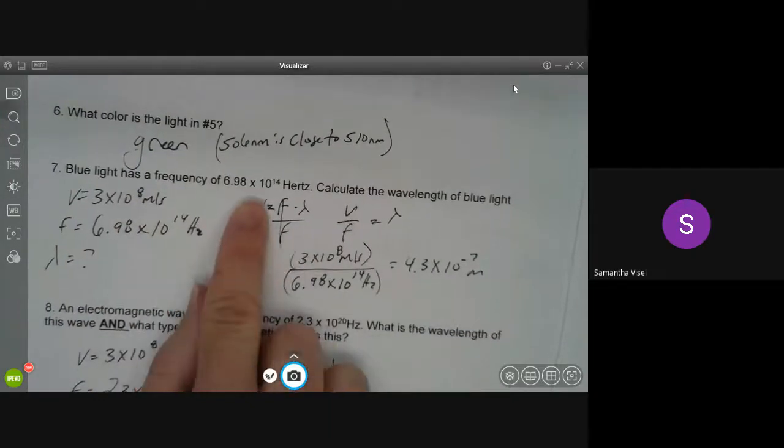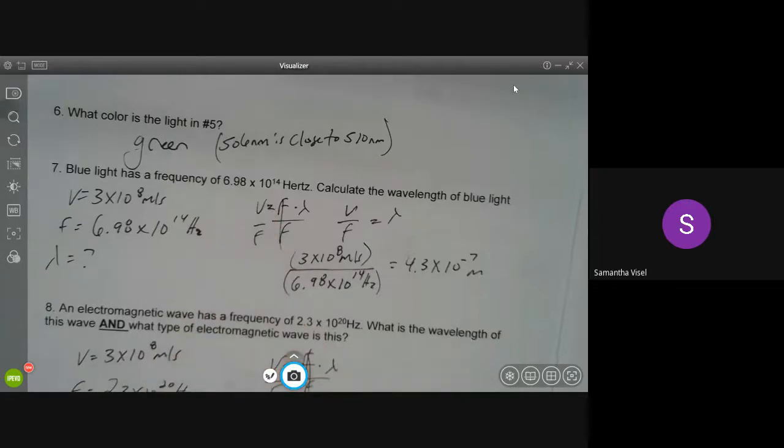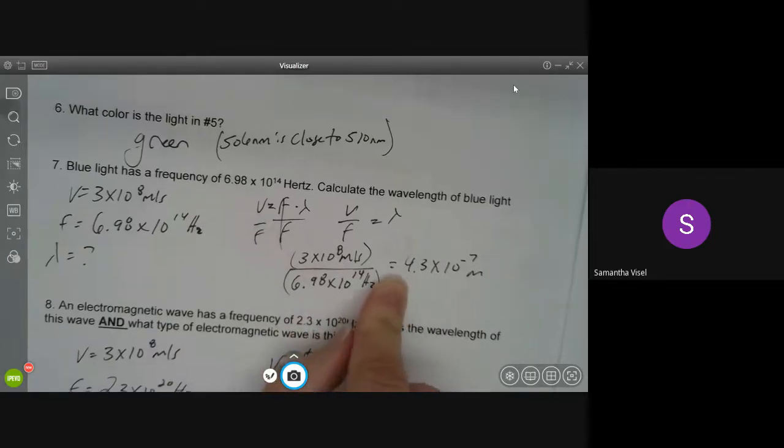Blue light has this frequency, and so we want to find the wavelength of blue light. Speed of light over the frequency gives me 4.3 times 10 to the negative 7. Or if I move my decimal over a couple of places, that gives me about 430 nanometers.